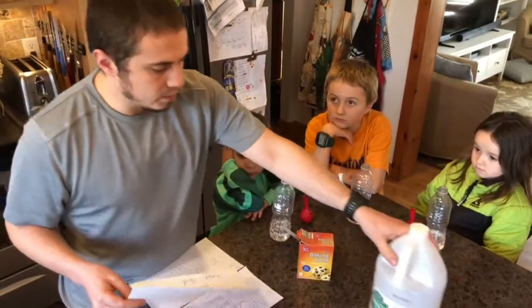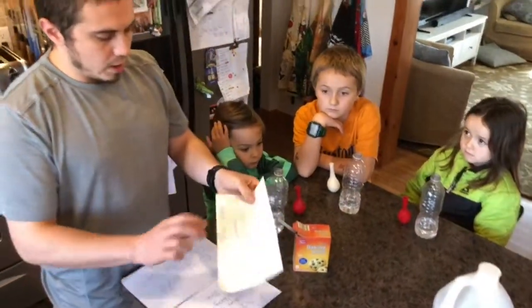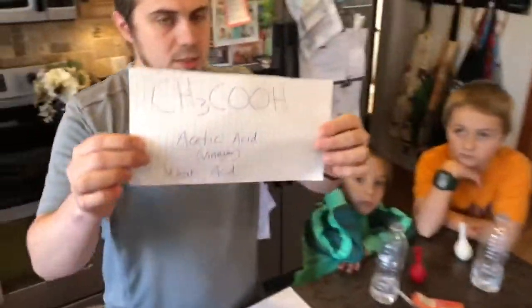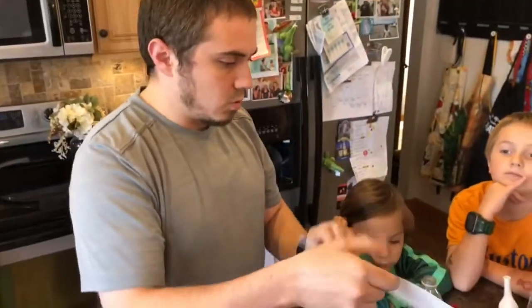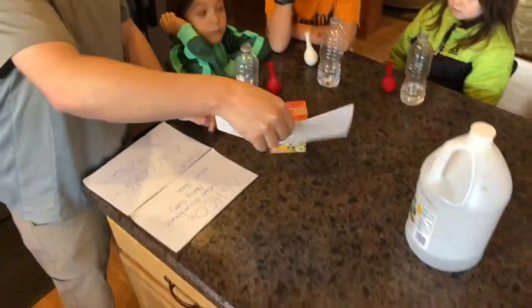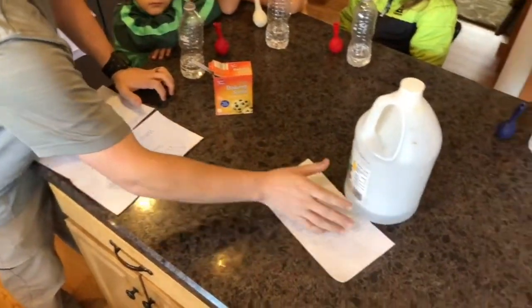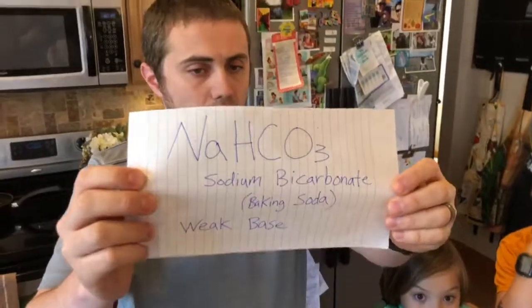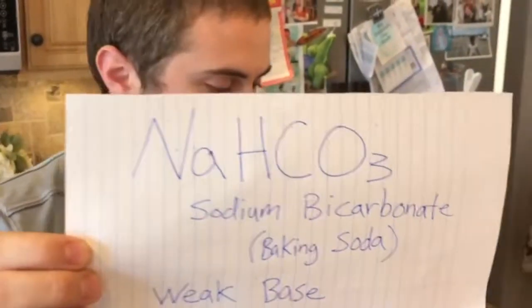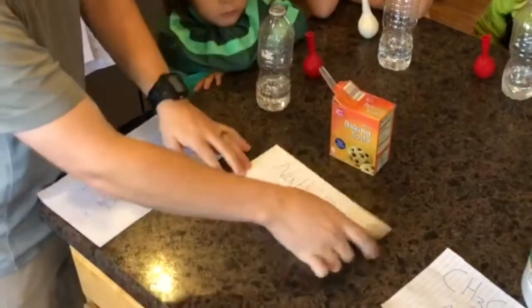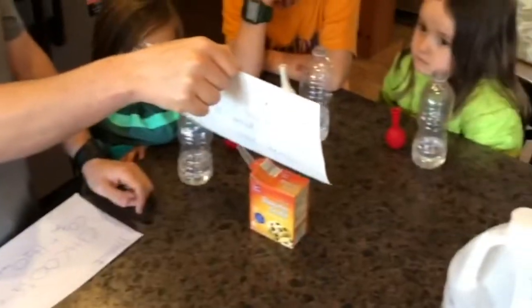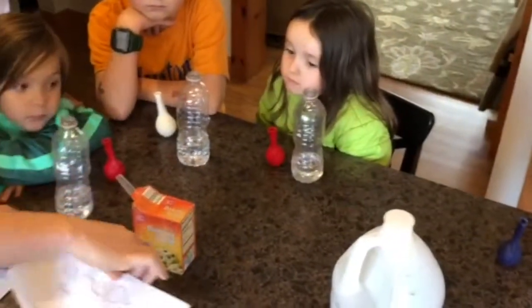So vinegar here, this is white vinegar, and this is the chemical equation for it, and it's acetic acid. And so this is what it looks like. That is a weak acid, okay? Next we have the sodium bicarb, or excuse me, the baking soda, otherwise called sodium bicarb. You guys can see that. That is a weak base, okay?